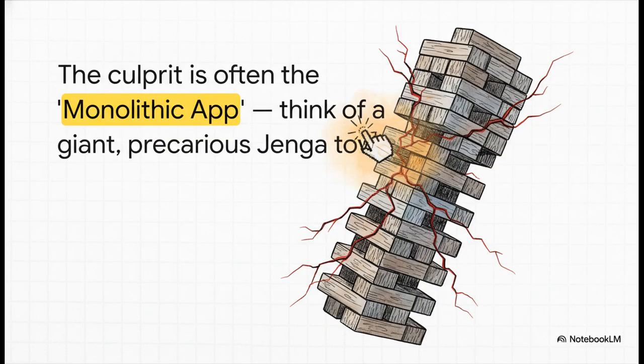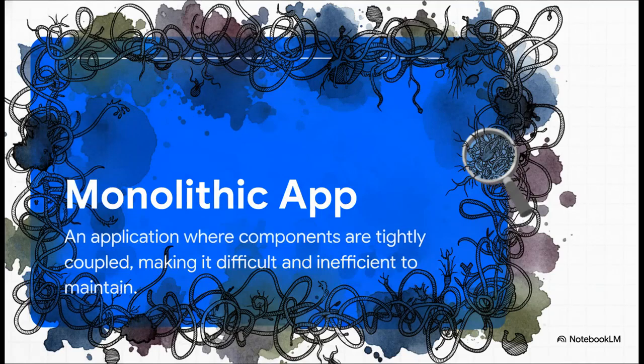Well, a lot of the time, the real culprit is something called a monolithic app. And honestly, the best way to picture this is to think of a giant, wobbly Jenga tower. Every single piece is jammed in there, all connected. You try to pull out just one block, no matter how carefully, and the whole thing is at risk of just collapsing. And here's the more official definition.